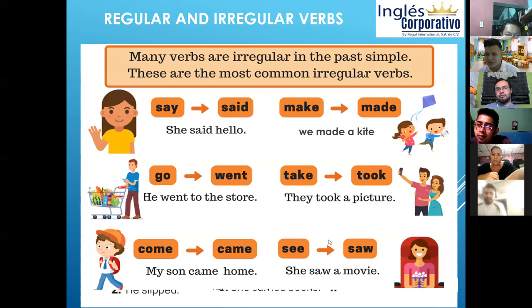Right now, what we're gonna do is almost the same. We're gonna say the right pronunciation of the verb with the full sentence, right? Okay, we're gonna start with Carlos Mejía. Go ahead, Carlos Mejía, with the first example. She said hello. Yeah, really good. Nice. Thank you, Carlos Mejía.